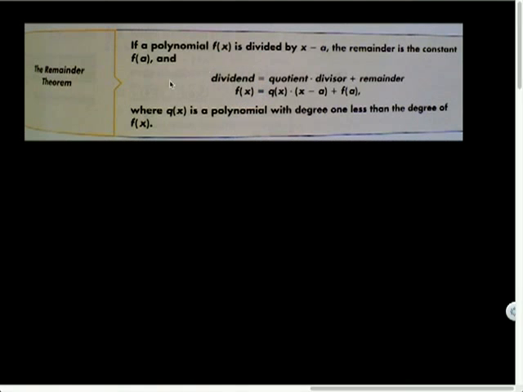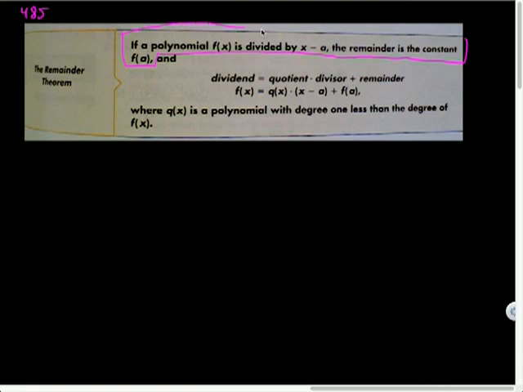All right. So you don't have to write this down. This is found on page 485 of your text, and it's in this video if you wanted to reference it later if you didn't have your book. So the remainder theorem says this: if a polynomial f of x is divided by x minus a, the remainder is the constant f of a. So that's kind of the truth that I just said about synthetic division.